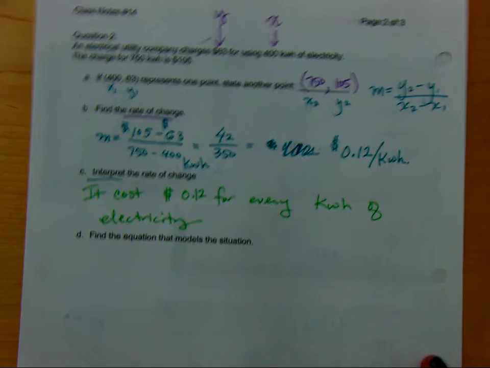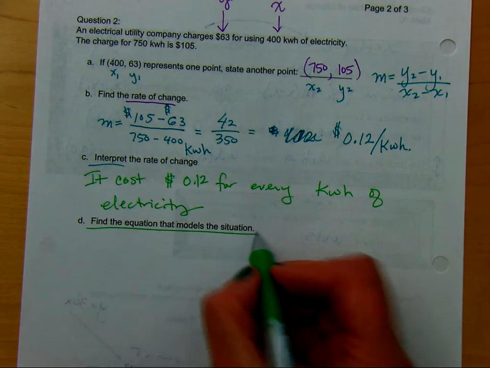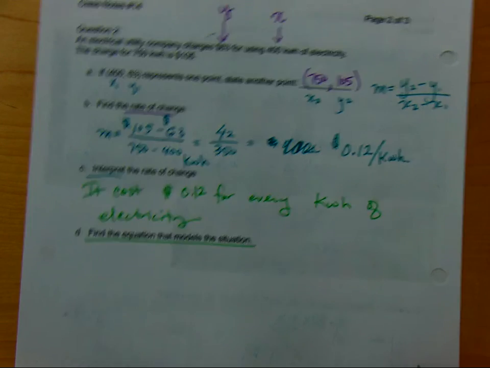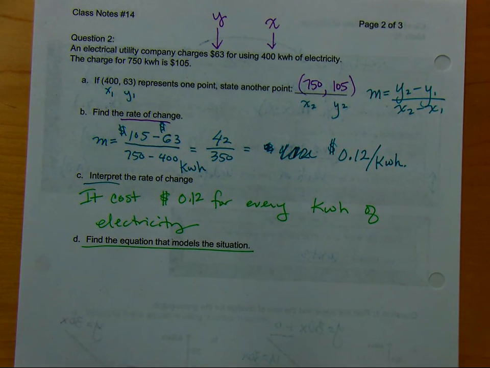Okay, find the equation that models the situation. So can we assume that you're starting at 0? Can we assume that the utility company doesn't charge you anything if you don't use electricity? Is that true about your bill? I actually don't know if it's true or not, but maybe it's true, maybe it's not. There could be a utility company that just charges you for service, right? And then you have your usage on top of that.